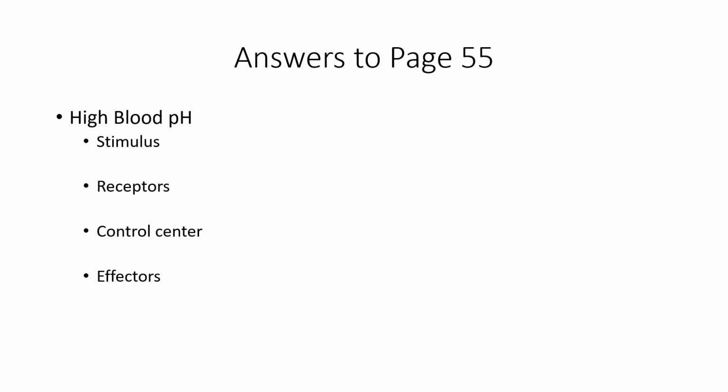Let's talk about high blood pH. Now, that means that we have an alkaline situation. Alkaline can come from, say, vomiting. It can also come from taking too many antacids. And alkaline means the pH is above 7.45. That also tells me that we have too few hydrogen ions. And so that's our stimulus here, an alkaline blood pH.